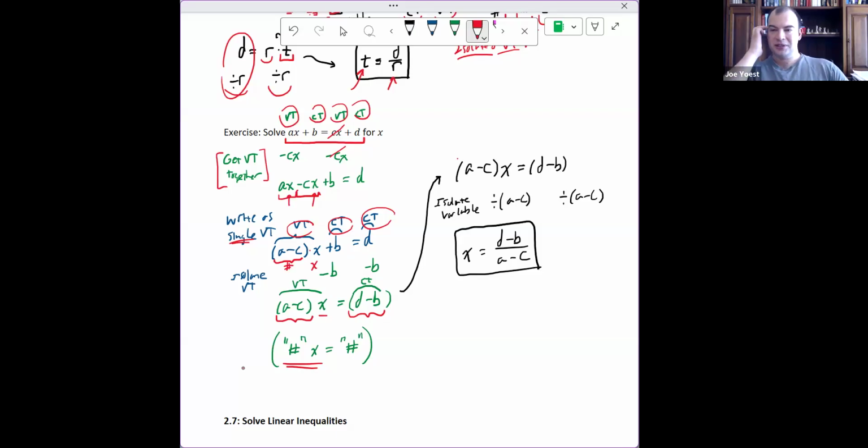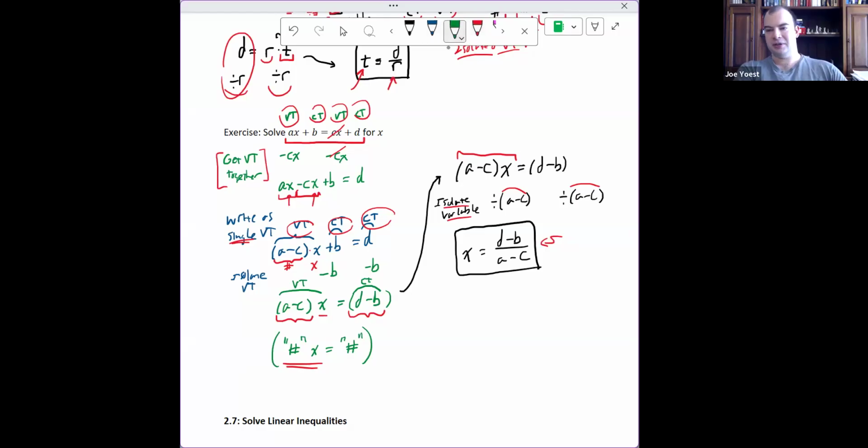Once I have the variable term isolated, my next goal is to isolate the variable itself. And I do that by dividing through by the thing that's multiplying the variable. I want to divide through by the entire a minus c here. And this leaves me with x equals d minus b divided by a minus c.